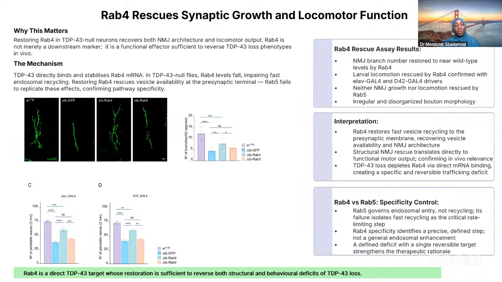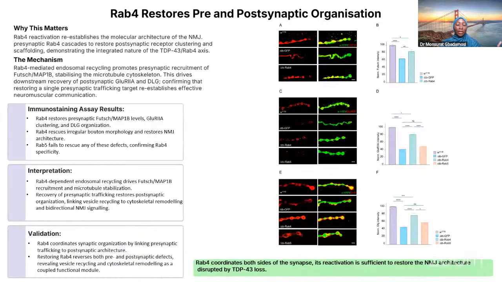So now we know that TDP43 has something to do with synaptic vesicle recycling, because the mutants have problems with their synaptic vesicle recycling. And we also know that RAB4, which is a GTPase, can rescue some of these defects that we see in synaptic vesicle recycling, because RAB5 could not do that. So this action that we see is specific to RAB4. Okay, so we are taking on RAB4 now because that's the positive result.